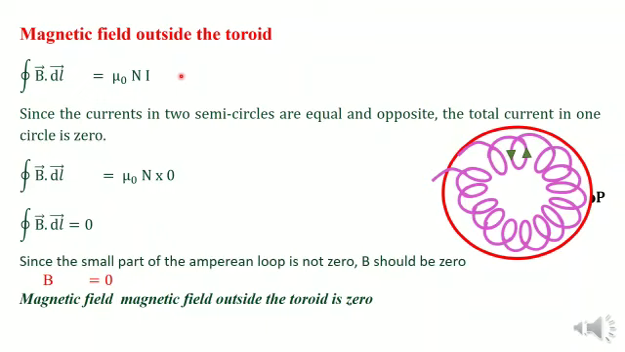Since for a circle, the currents in the two semicircles are equal and opposite, the total current enclosed, I, is 0. So, closed integral B dot dl equals mu 0 n into 0, which is 0. Since the small part of the Amperian loop, dl, cannot be 0, to get the answer 0, magnetic field B should be 0. So, the magnetic field outside the toroid is also 0.